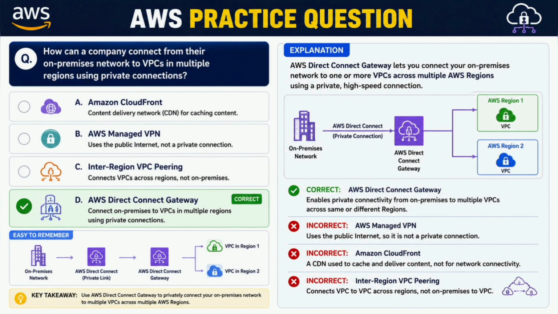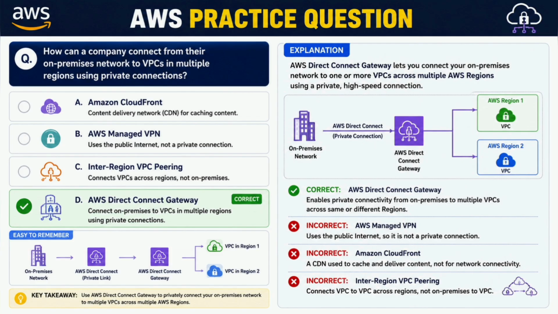Not public connection, using private connection. So option A is Amazon CloudFront. Option B, AWS managed VPN. Option C, inter-region VPC peering. Option D, AWS Direct Connect Gateway.